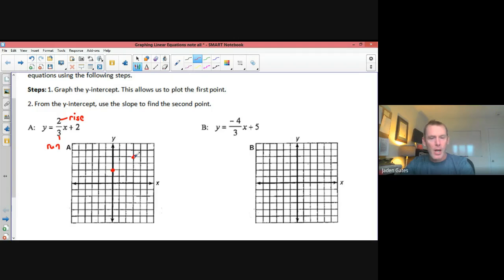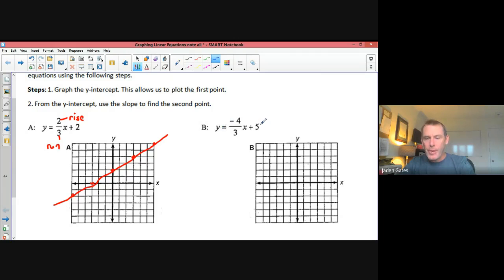There's another point. I could even add more because the pattern of the line is consistent. So up 2, right 3. And that's the pattern from left to right. But if I go right to left, I could go left 3, down 2, left 3, down 2, left 3, down 2, and left 3, down 2. And I can then draw in a line. Now, you should be able to do a better job than that. I don't have a ruler here.